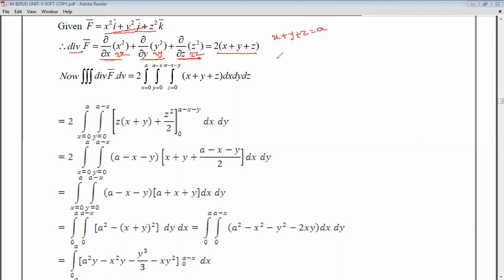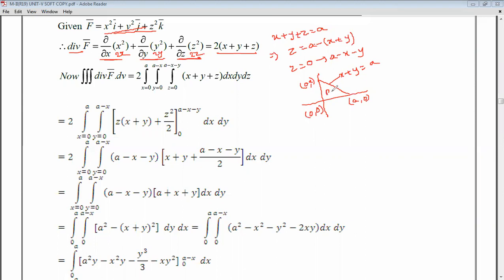So first, z should be in terms of x. So z is equal to a minus (x plus y), that is z goes from 0 to a minus x minus y. And next, for the y limits, we require x plus y equal to a. So this is a comma 0 and this is 0 comma a, and this is the line x plus y is equal to a. In the xy plane z is 0, and here it is having 0, 0.